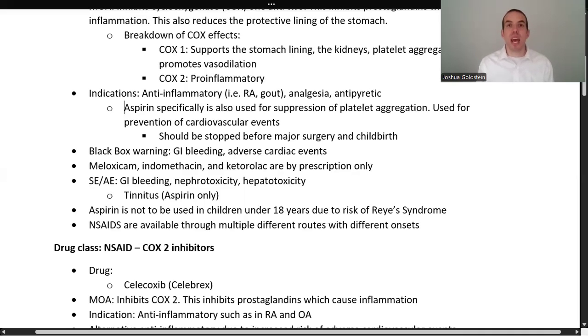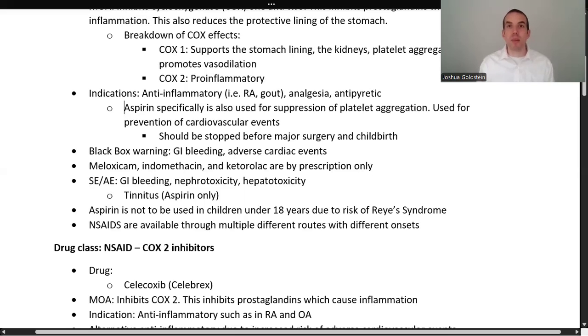Now, if the patient has a kidney issue, NSAIDs are nephrotoxic, so they would prefer to take acetaminophen. If the patient has liver issues, well, they're both hepatotoxic, so there's no indication in that regard to choose one over the other. Plus, an additional side effect is going to be tinnitus, specifically for aspirin. Aspirin is not to be used in children under the age of 18 due to the risk of Reye's syndrome.